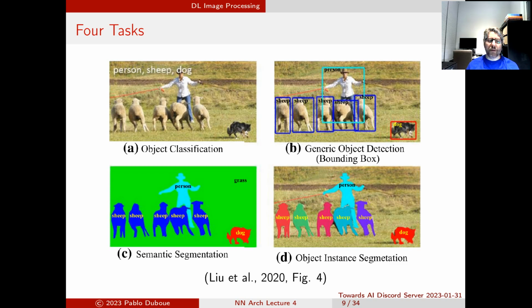One step further, that is, every pixel is assigned a class. So instead of having bounding boxes, in semantic segmentation you no longer have bounding boxes and you have a class per pixel. Of course, clearly semantic segmentation is much more computationally intensive than generic object detection.